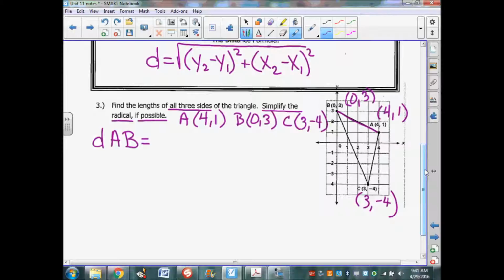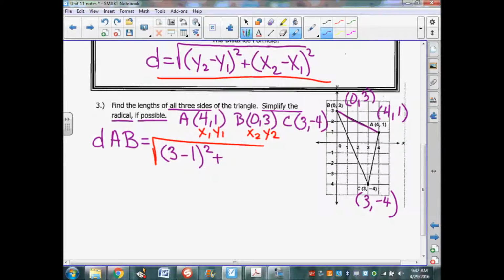Now we're just going to substitute. So if we're going from A to B, x1, y1, x2, y2. I've got that formula up here that I'm going to just plug things into. So I've got the square root of y2 minus y1 squared plus x2 minus x1 squared.